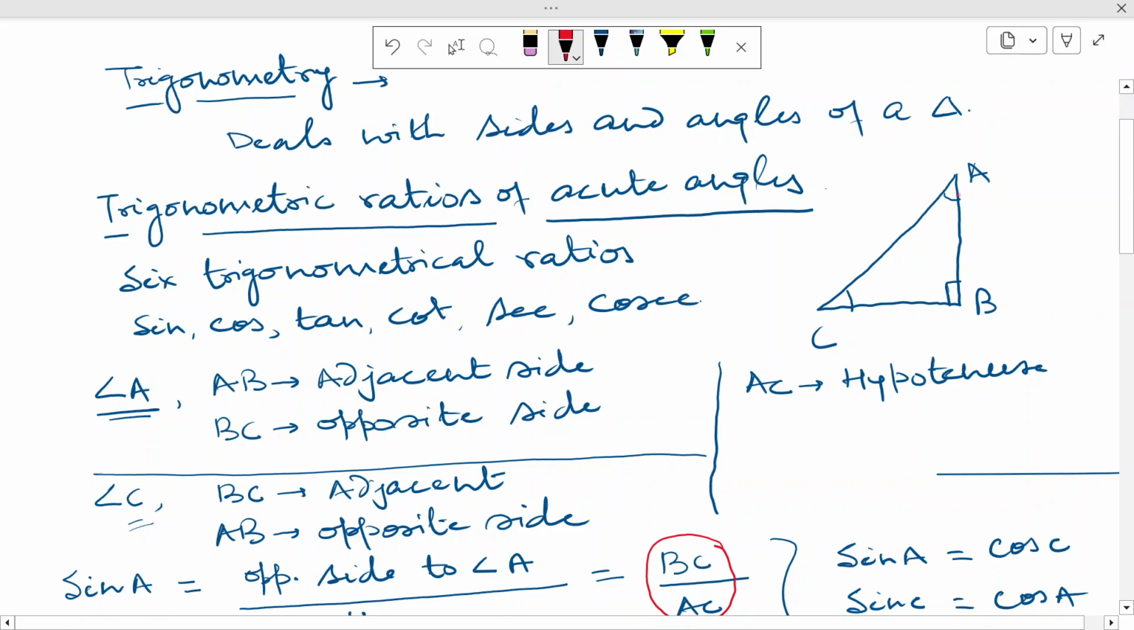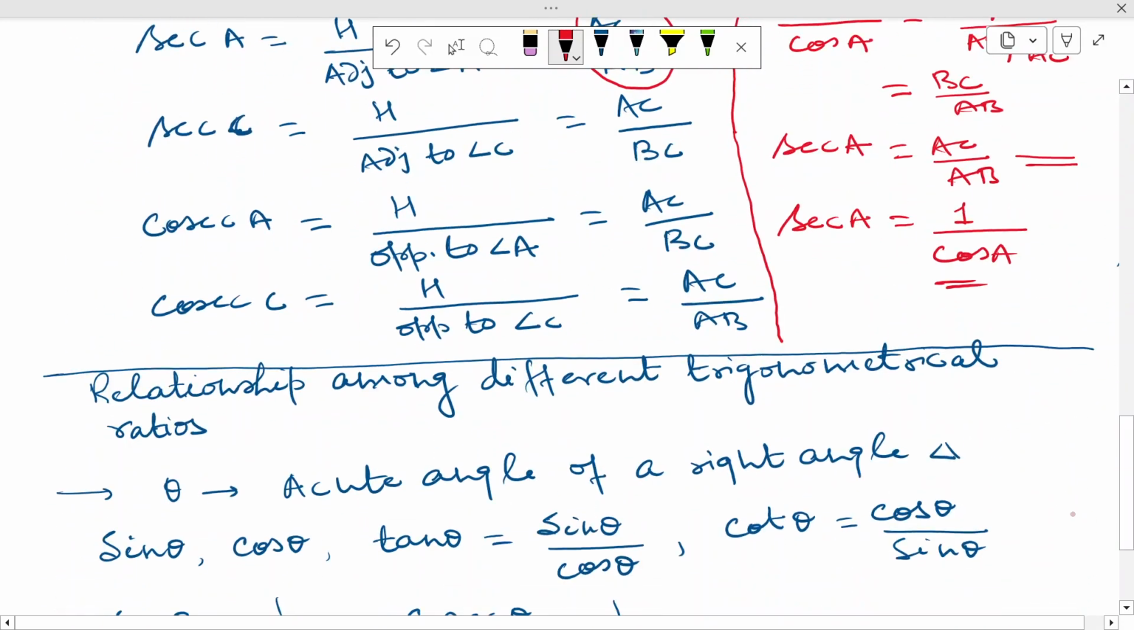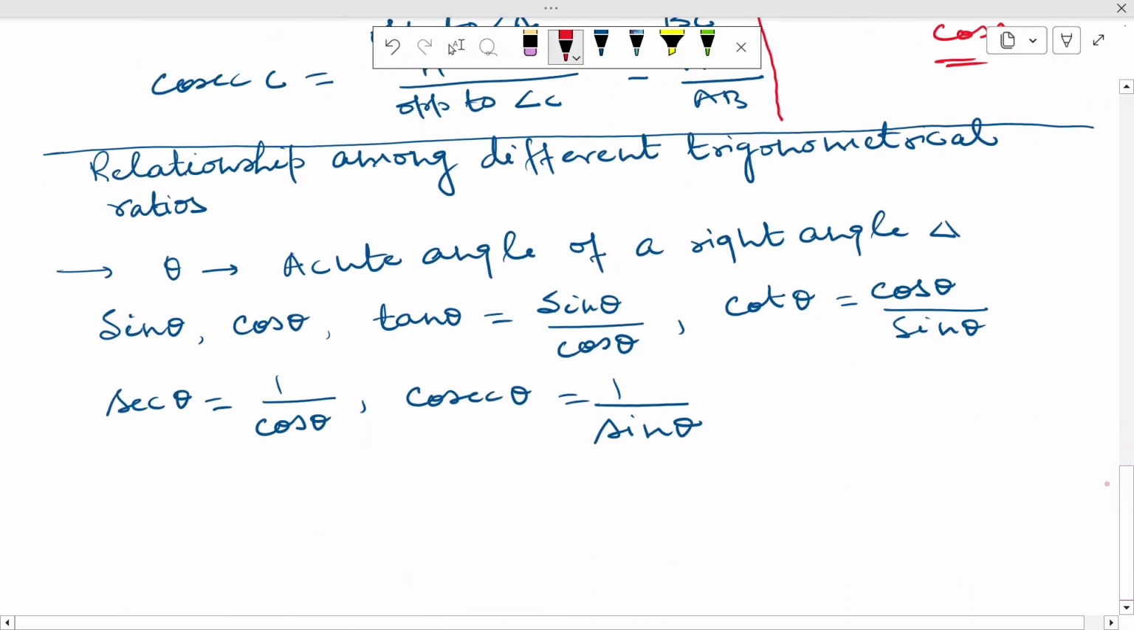and again I would like to mention that it is very important to consider the adjacent sides, opposite sides and hypotenuse. Hypotenuse is fixed, but you have to be very careful when you are selecting the adjacent and opposite sides, because once you are dealing with the different trigonometrical ratios, it is very important to select the sides in the correct manner.